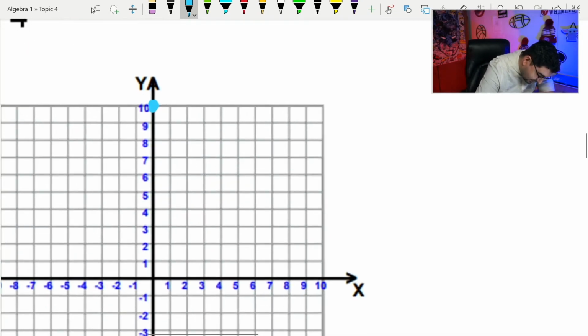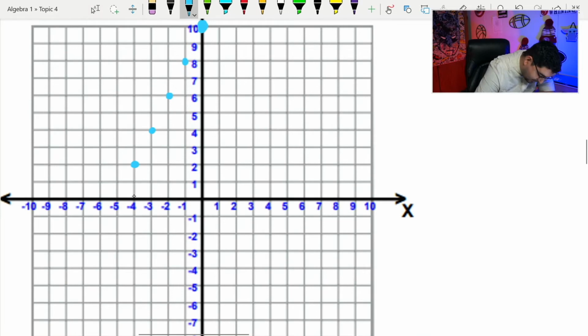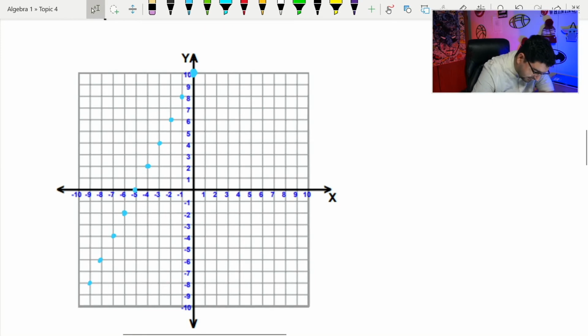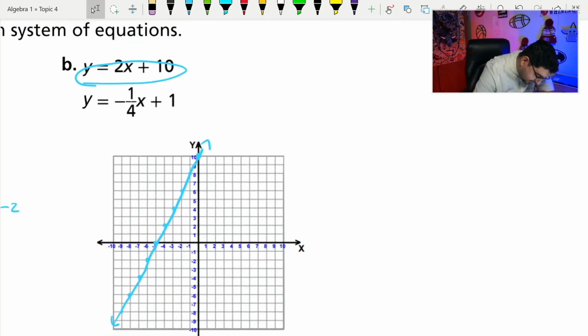Again, if you're confused on why we're doing this, you might want to watch that video on how to graph lines in slope-intercept form. Also, you can use tools like Desmos, which is a great graphing resource in case you're having trouble. Desmos.com, they provide a free graphing calculator. So there's our y equals 2x plus 10 line.